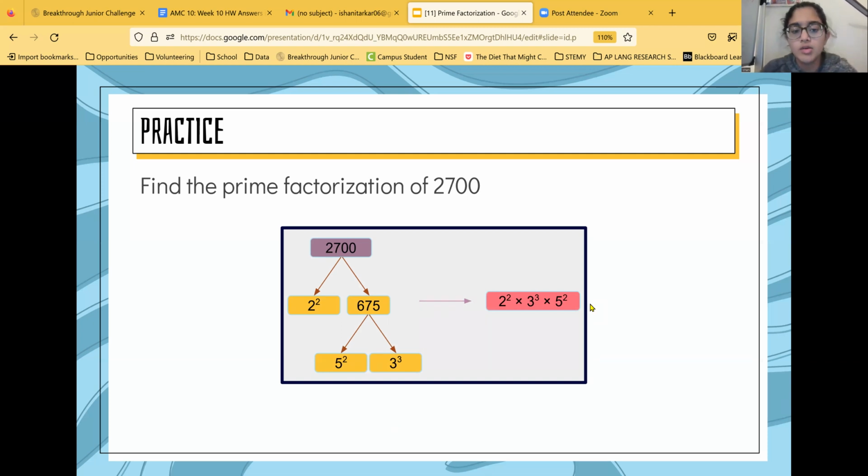But yeah, so you would divide by the smallest first, so 2 squared. So 2700, you can tell it's divisible by 2, and you do that twice and you get 675. You can tell it's divisible by 5, or 5 squared, so you divide by that, and then you get 3 cubed as the remaining part left over.